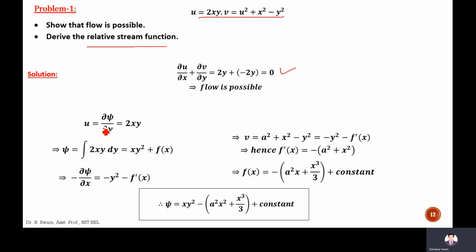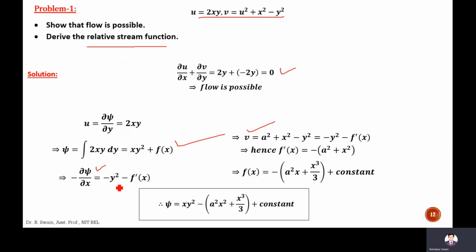Stream function, how to derive? The u is del psi by del y. So if u is 2xy, del psi by del y is 2xy. So psi you can get by integrating this 2xy dy, which is xy square plus f(x). So if you take minus del psi by del x, it is minus y square minus f dash x. The minus del psi by del x is nothing but v.